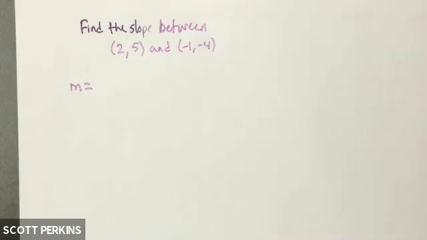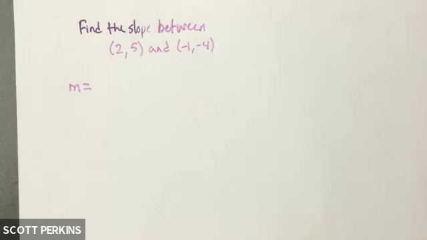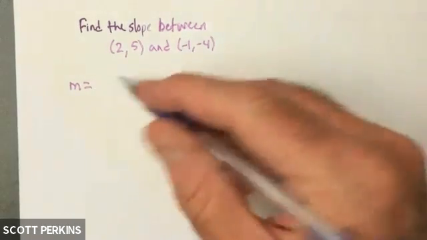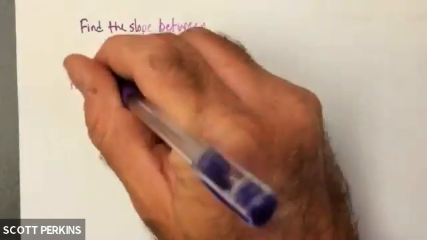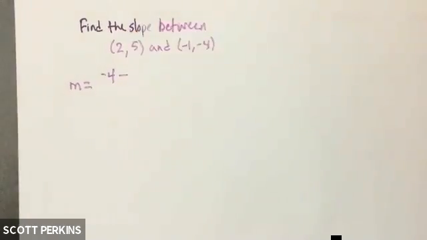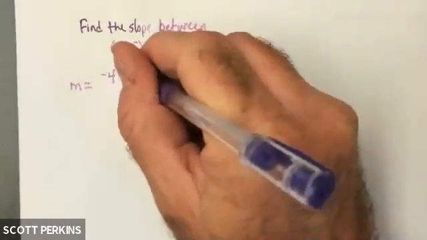Now, I'm going to do this first problem two times just to show you that we will always end up with the exact same answer. And then you can do it however you want. So my slope, my difference between the y's, I'm going to do -4. That's the second point, minus 5. That's the first point.